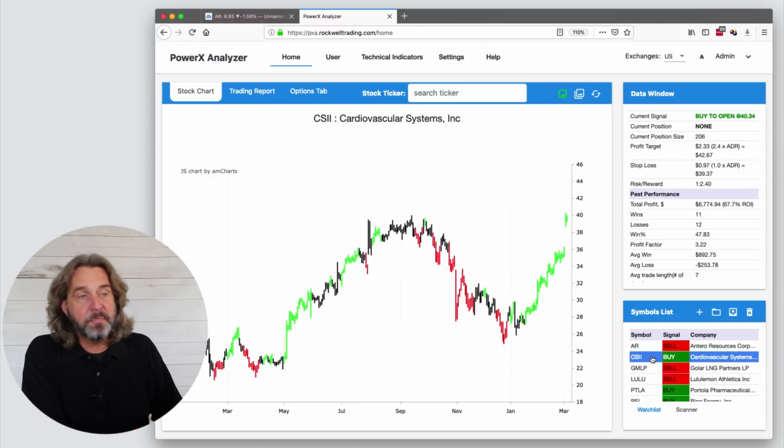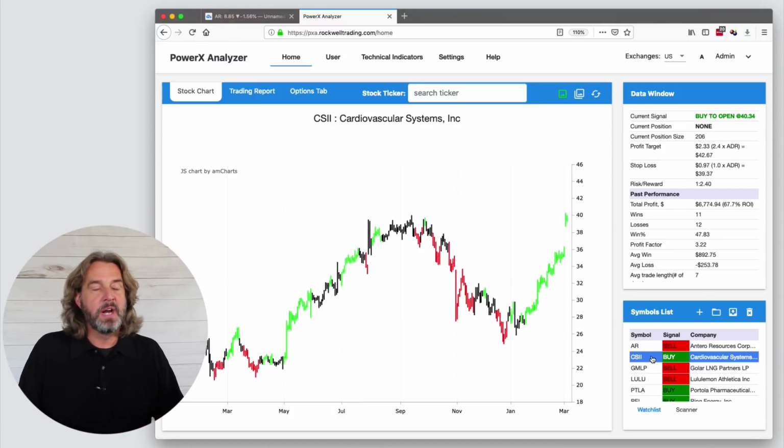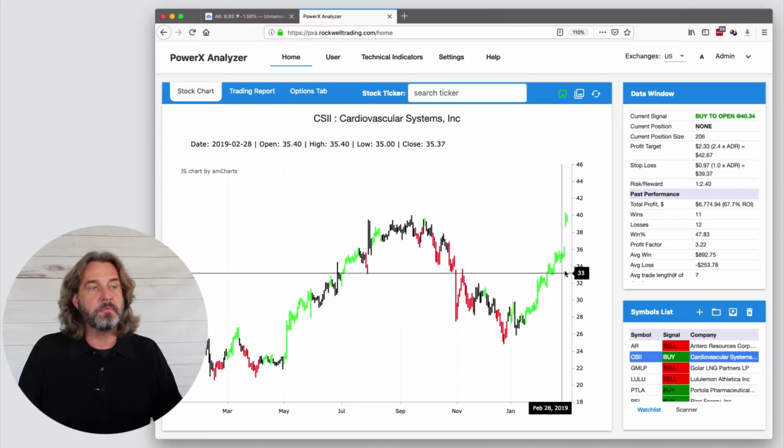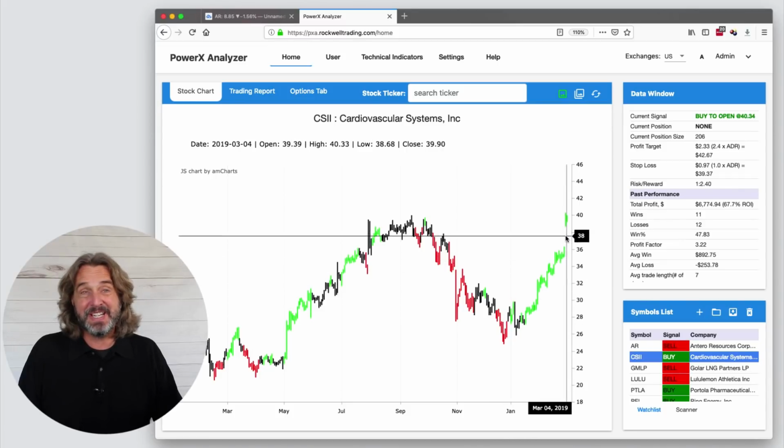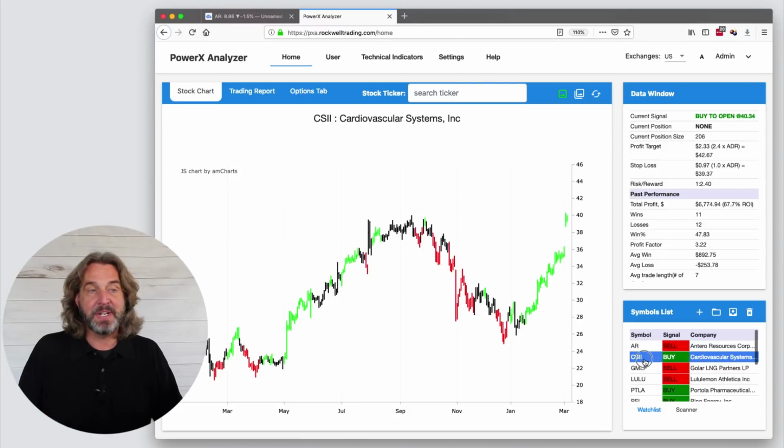Now CSI, or CSII, is very similar to CRC. Beautiful, nice trend. Then we just had a gap, and there's a re-entry. So for me, I'm going to filter this out. Again, it's all about deselection. Remove from scanner, right?